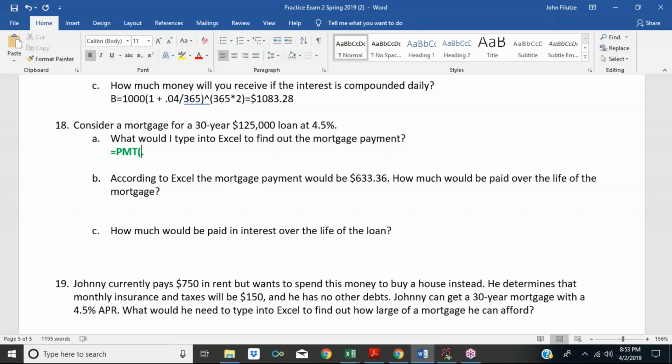So yeah, we're going to do 0.045 divided by 12, comma, and we can either do 360 or we can do 12 times 30 or 30 times 12, and then negative 125,000. And you want to make sure you have the equal sign there because it won't work in Excel if the equal sign isn't in there.